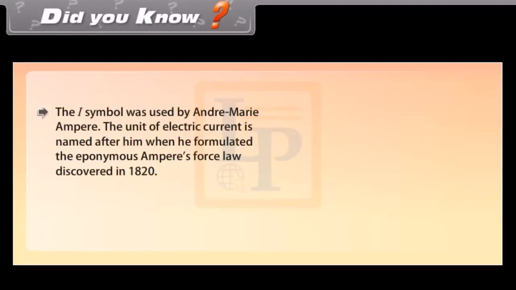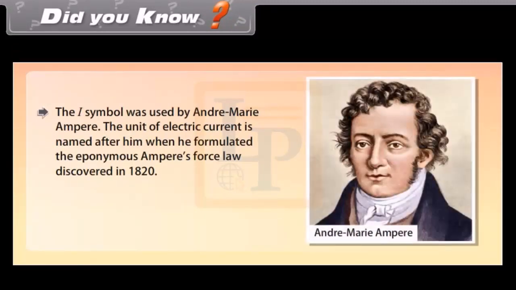Did you know? The I symbol was used by André Marie Ampère. The unit of electric current is named after him, when he formulated the eponymous Ampere's first law discovered in 1820.